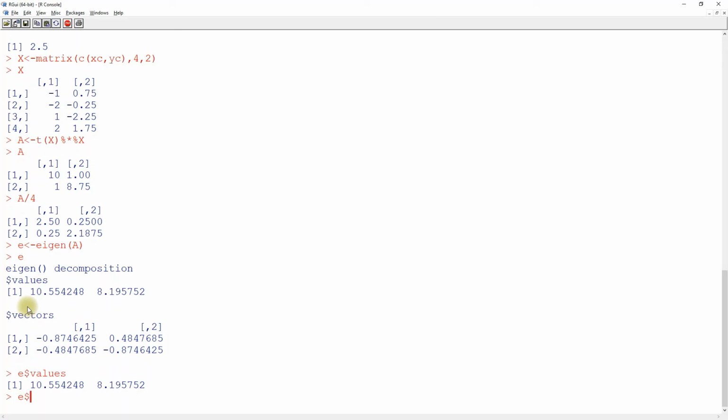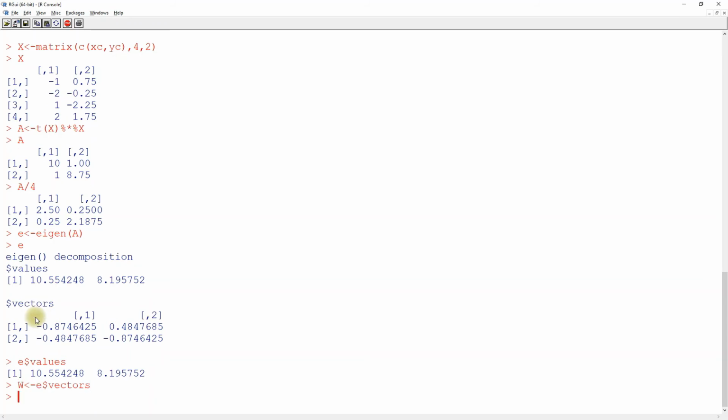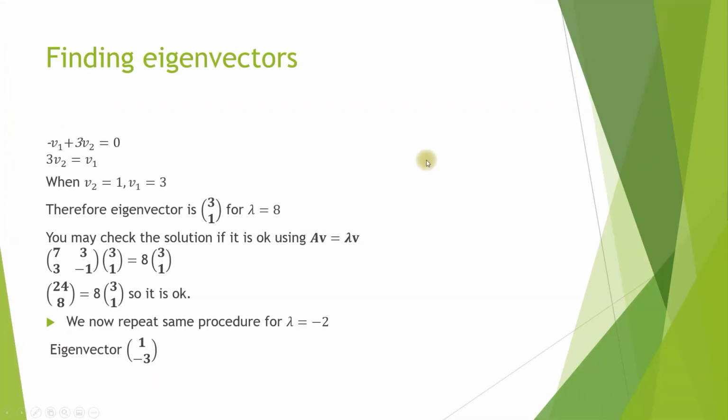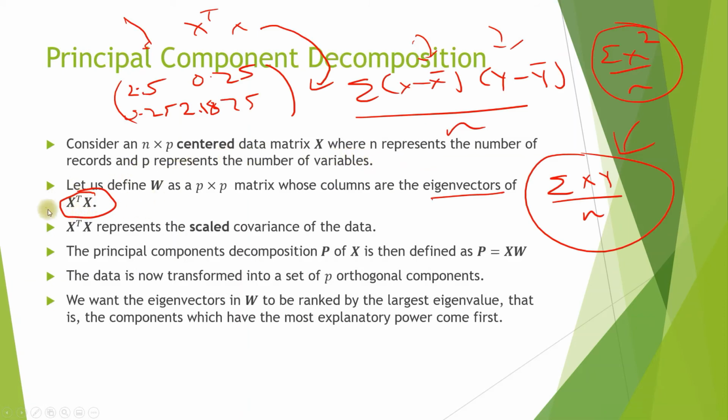E$vectors gives you only the eigenvectors, all right, which is here. But let's give it a name. We're going to call it W to be consistent with the explanation that I gave you earlier. So here we go. We've got our matrix W, which is the eigenvector of your variance covariance matrix.